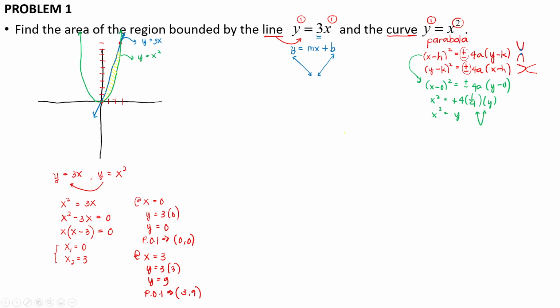So now since we are done with your graph and we are done with labeling your x and y plane, the next step is we're going to use vertical strip or horizontal strip. In this example, I'm going to show you both methods so that we can compare why one is better compared with the other.